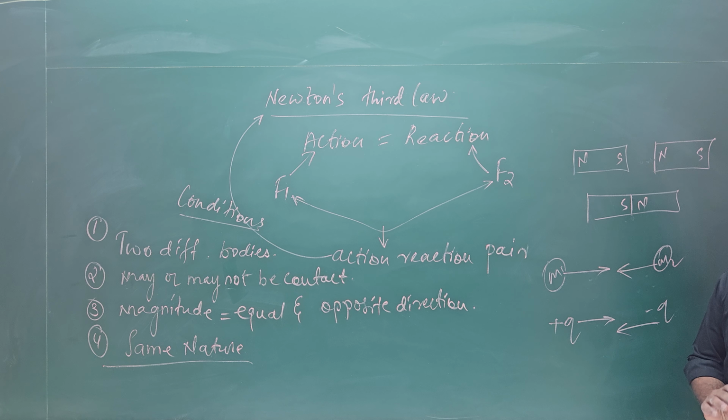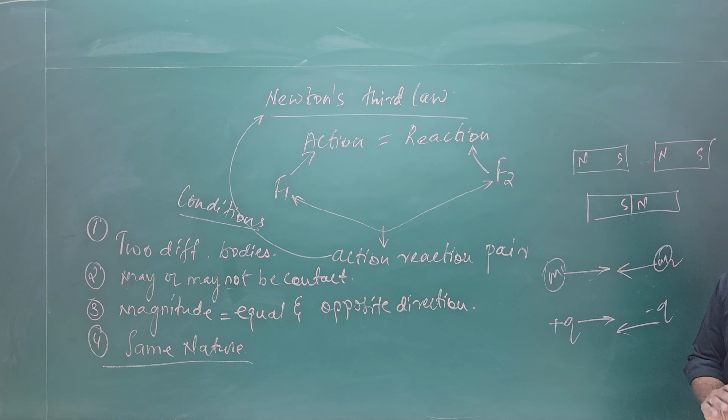If these conditions are satisfied by any two forces, then those two forces are called an action reaction pair. And we can say only two forces are called an action reaction pair if they follow the conditions of Newton's third law. I got my point. Then after writing the heading, just write the statement: for every action there is an equal and opposite reaction. Then explain these conditions. I got my point.